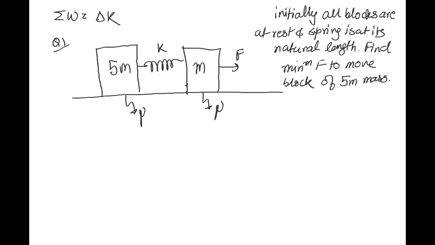So initially there are two blocks which are connected to each other by a spring, and they are kept on a rough surface. The coefficient of friction is given as mu. We have to find the minimum value of force F such that the block of mass 5m just begins to move.